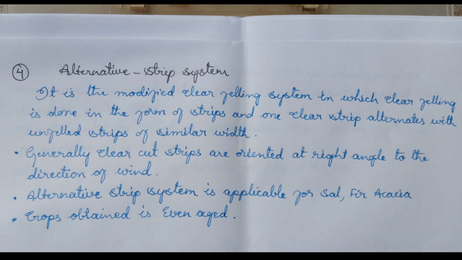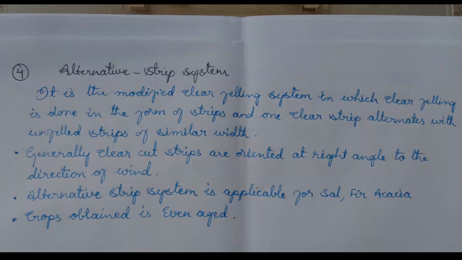It is the modified clear felling system in which clear felling is done in the form of strips, and one clear strip alternates with the unfelled strips of similar width. Generally, clear-cut strips are oriented at right angles to the direction of the wind. The crop obtained is even-aged.